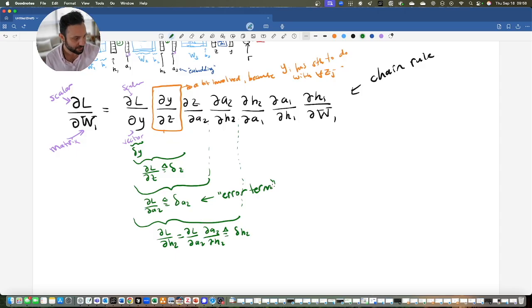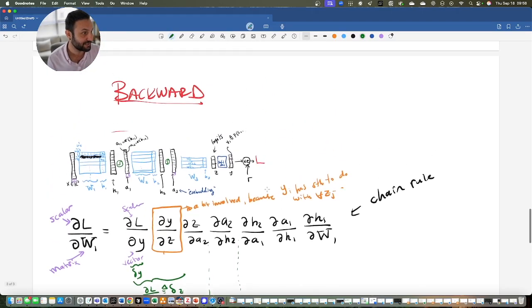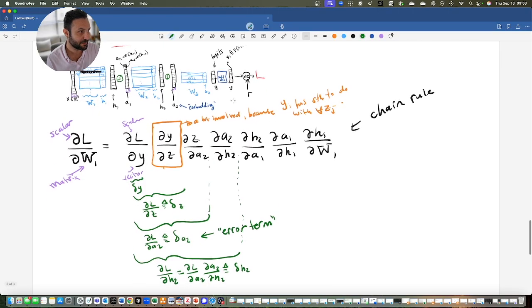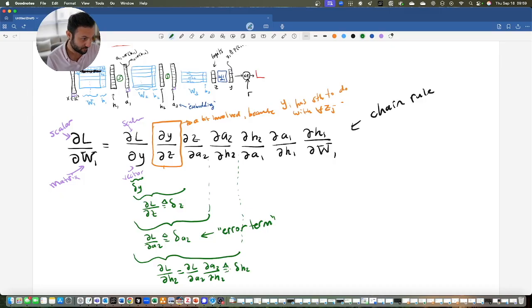Notice how the error that exists in the previous layer, the layer upstairs, the layer that's closer to the output, is getting multiplied with some derivative term here, as you see, to get you the error that propagates to the layer below that. And that's why this is called error backpropagation.